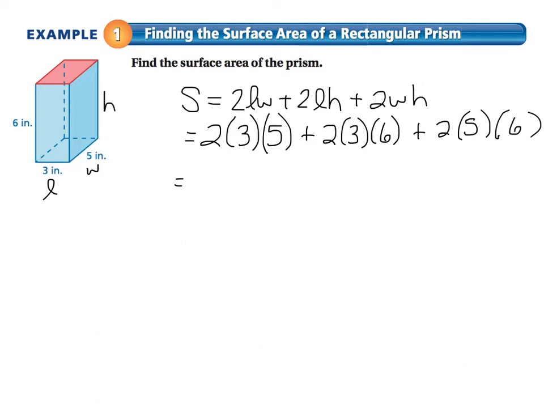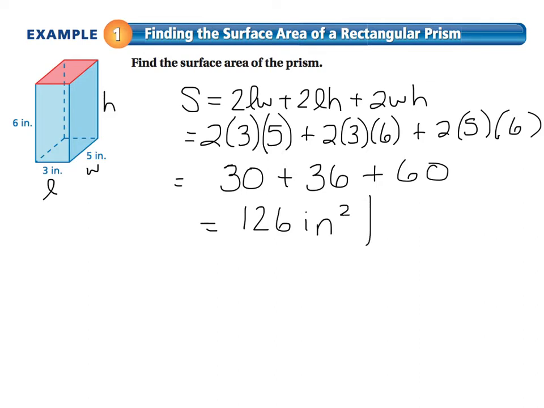2 times 3 is 6. 6 times 5 is 30. Plus 2 times 3 is 6, times 6 is 36. 2 times 5 is 10, times 6 is 60. I add them up. 30 plus 36, 66, plus 60 would be 126. Since it's area, it's going to be squared inches. So the surface area of this prism is 126 squared inches.